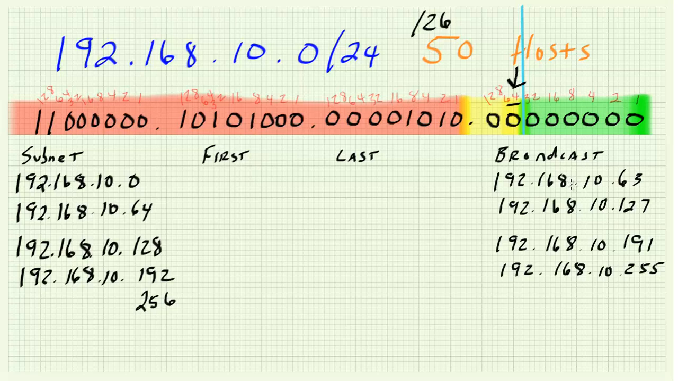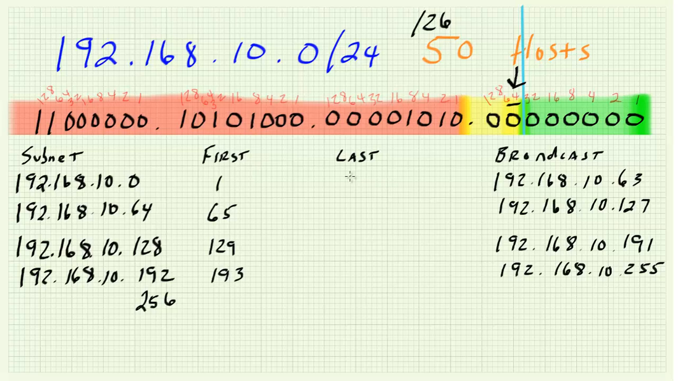So if we know what all of our subnets are, and we know what the broadcast ID for each subnet is, then it's very easy to figure out what is the first host and the last host. The first host is always going to be the subnet plus 1. So we can just go right down the line. For the 0 subnet, the first host will be 1. For the 64 subnet, the first host will be 65. For the 128 subnet, the first host will be 129. For the 192 subnet, the first host will be 193.